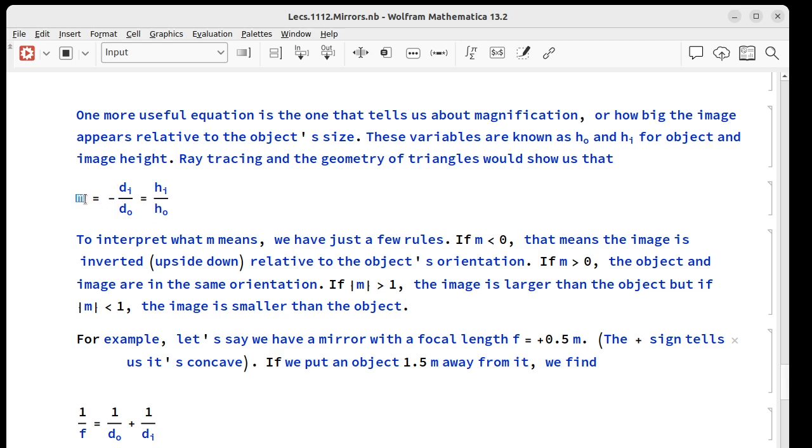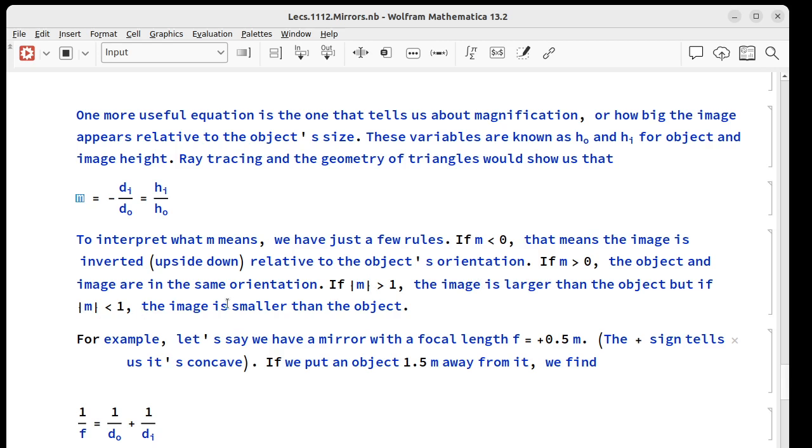So what does this m mean? There's a few rules we may just have to memorize. First, if m is less than 0, that means the image is inverted or upside down relative to the object. If m is greater than 0, the object and image are in the same orientation. If the absolute value of m is greater than 1, then the image is larger than the object. But if the absolute value of m is less than 1, the image is smaller than the object.